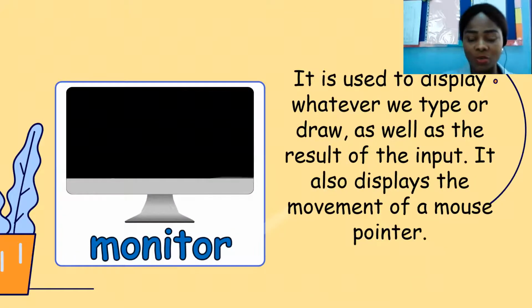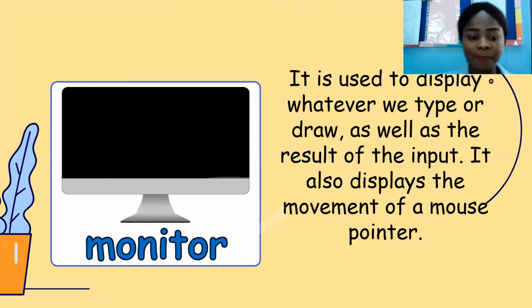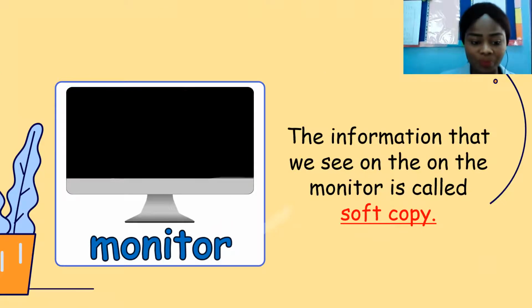Now, let's take a look at the monitor. What is the monitor used for? This monitor is used to display whatever you type or whatever you draw. It displays everything on the screen. It also displays the movement of the mouse pointer. The information we see on the monitor after typing or drawing is called a soft copy.